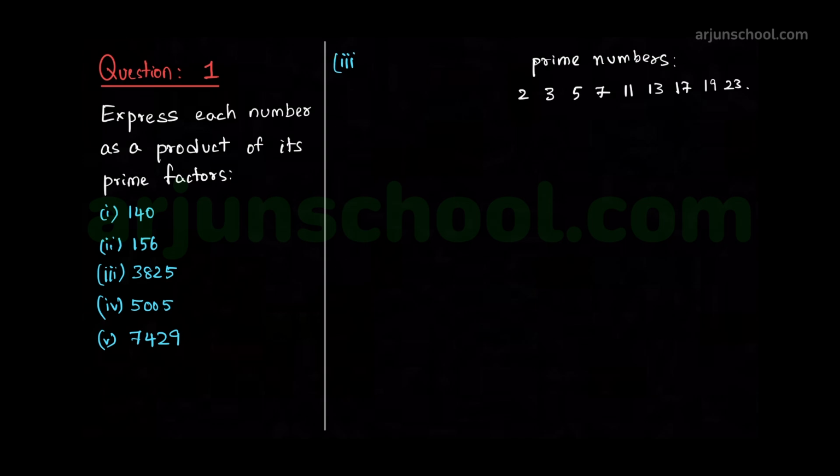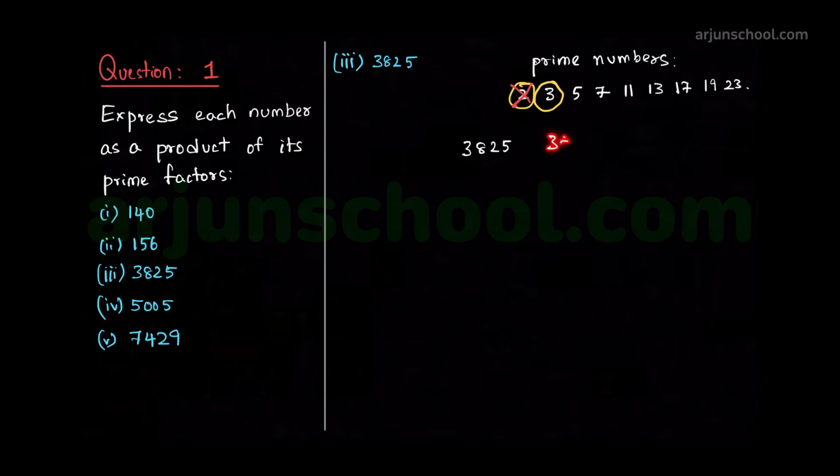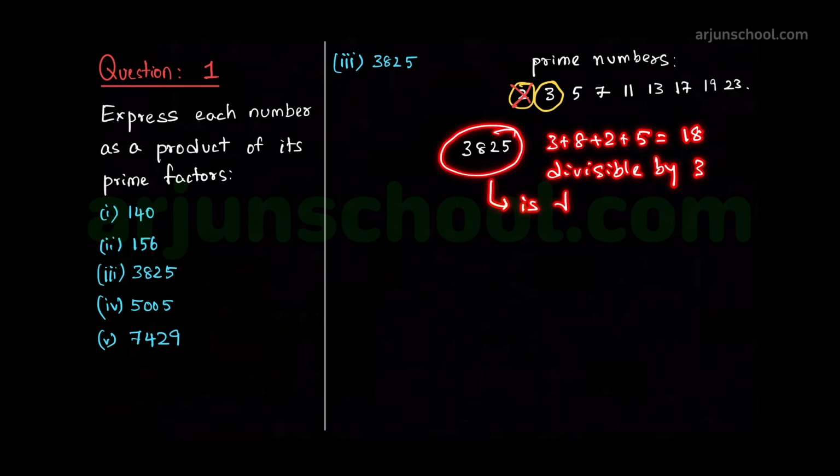Now the third problem, 3825. Start with the smallest prime, 2. Since 3825 is an odd number, it is not divisible by 2. So we will not check 2 again for any of the later numbers. The next prime we can check is 3. The sum of digits in the number 3825 is 3 plus 8 plus 2 plus 5, which is equal to 18. 18 is divisible by 3. So 3825 is also divisible by 3.